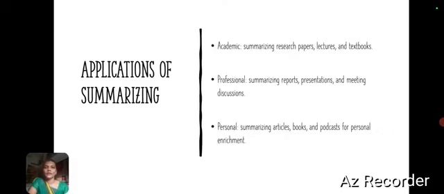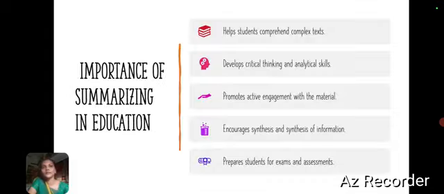So applications of summarizing, which can be applied to academic purposes like research papers, lectures and textbooks. For professional purposes, we can use summarizing for reports, presentations and meetings. While discussing something, we have to take summarizing notes to discuss with them later. And for personal uses, you can also use summarizing.